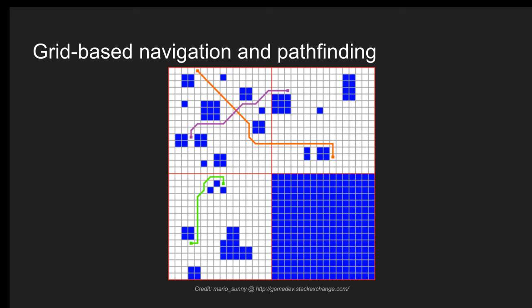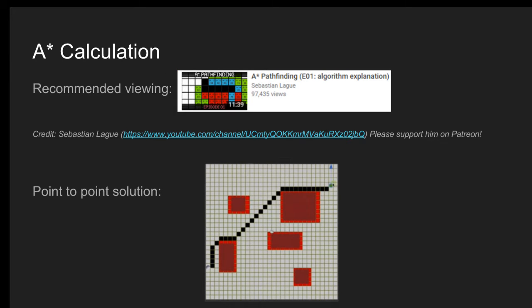And that's the problem that you're trying to solve with grid-based navigation and pathfinding. One of the most common techniques for solving this problem is called A*. It's an algorithm for calculating that optimal path. And I'd recommend that if you don't know how A* works, watch this video series from Sebastian Lague.